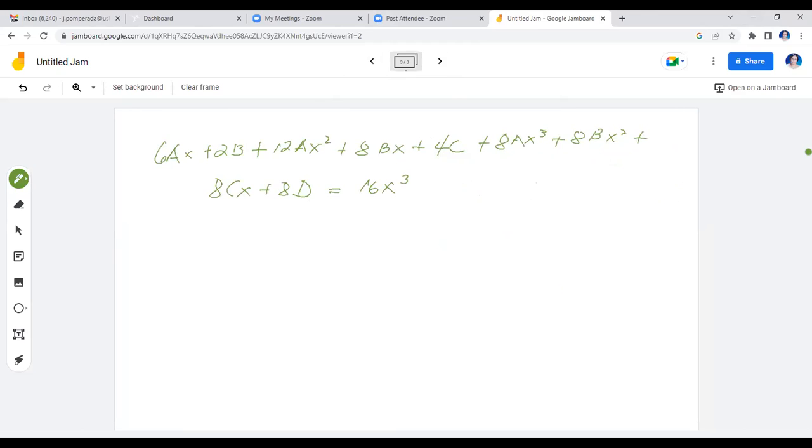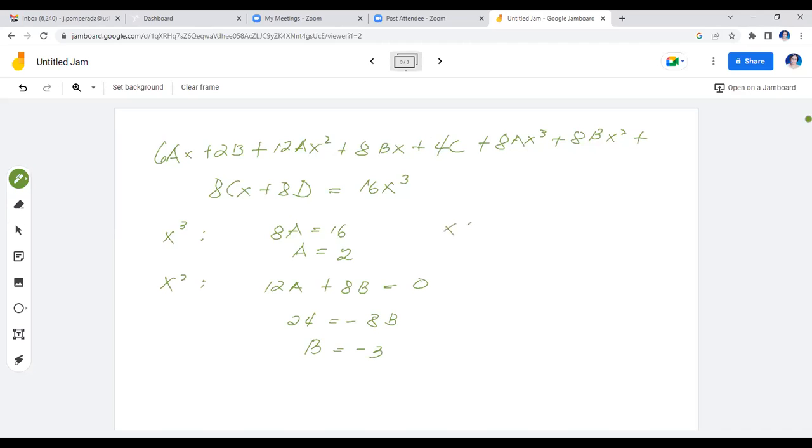So it's practical. You start with x cubed. So you will have 8a equal to 16, and a is equal to 2. For x squared, you have here 12a and you have here 8b. You have nothing here, so that would be 0. So you have 24 is equal to negative 8b. So b is negative 3.